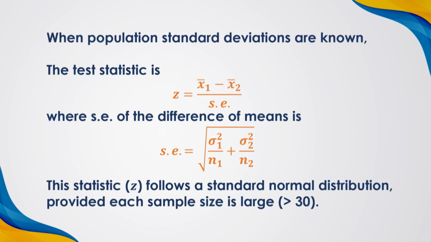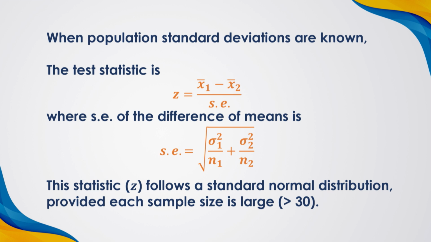When population standard deviations are known, the test statistic is z equal to x 1 bar minus x 2 bar divided by the standard error, where the standard error of the difference of means is given to be the square root of sigma 1 squared by n 1 plus sigma 2 squared by n 2.